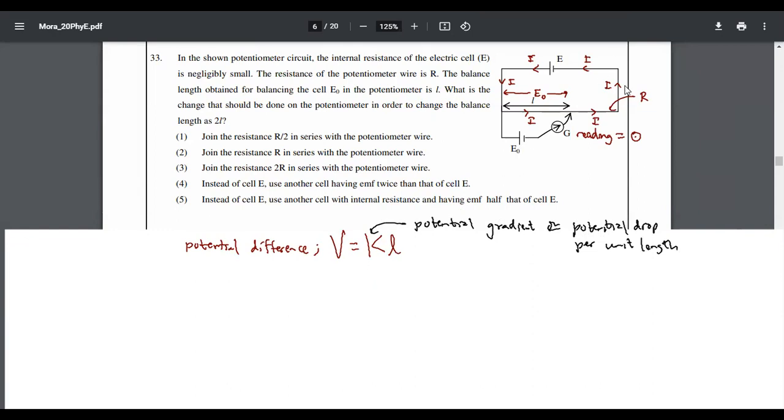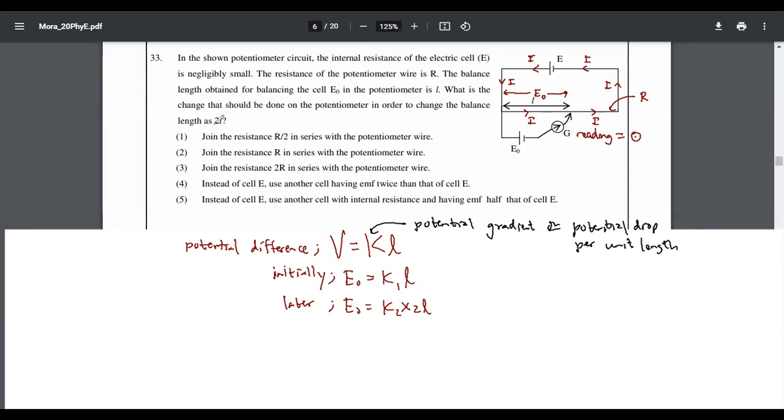So initially, listen to me carefully. E naught is equal to K1L. I'll take it that way. Later, same battery E naught, but now we need 2L. The length is supposed to be 2L, means we need to change K. From K1, it should have gone to K2. Correct? Same battery. Earlier we got the balancing length as L.